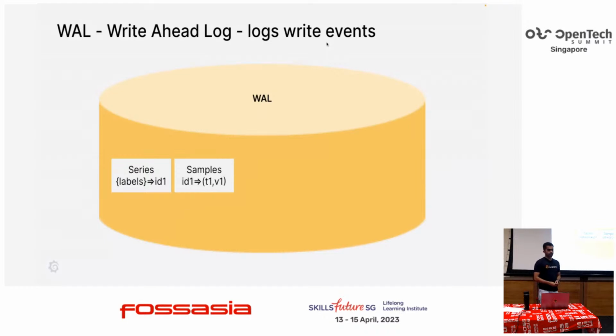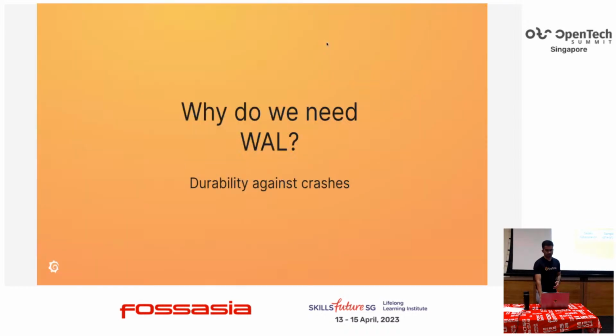And inside the write ahead log, if it's the first sample, we store the labels of a series, and the series gets an ID, let's say ID1, and we write another record which says the sample is T1, V1 for ID1. Yeah, it's the write ahead log. It just logs every write that comes to the TSDB. So we need write ahead log for durability.